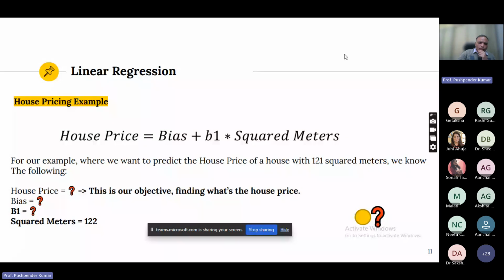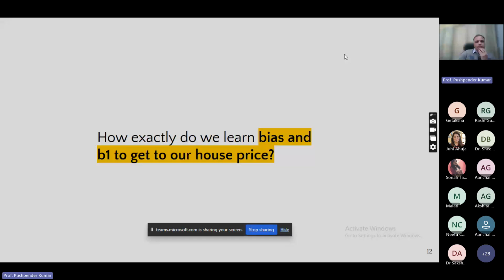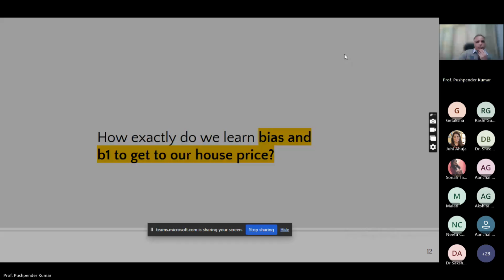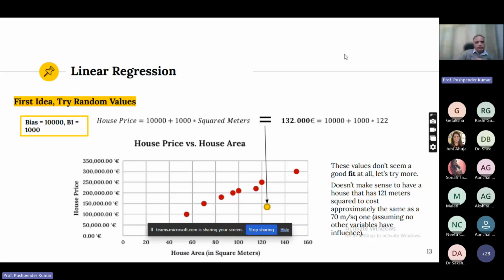For our example, where we want to predict the house price of a house with 121 square meter, we know the following. House price, this is our objective, find what is the house price. Beta, that we need to calculate. Square meter, that we know. Okay. How exactly do we learn this bias beta? How do we learn that? So please pay attention. With the help of permutation and combination, we can do that. For example, first idea, try random values.